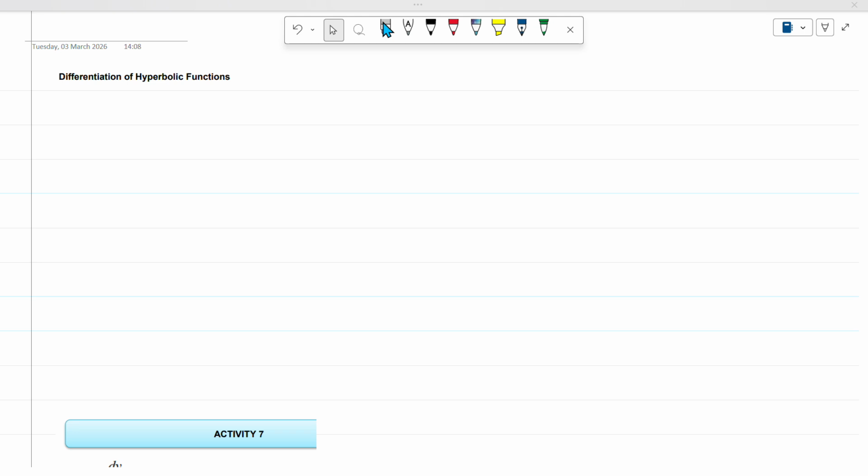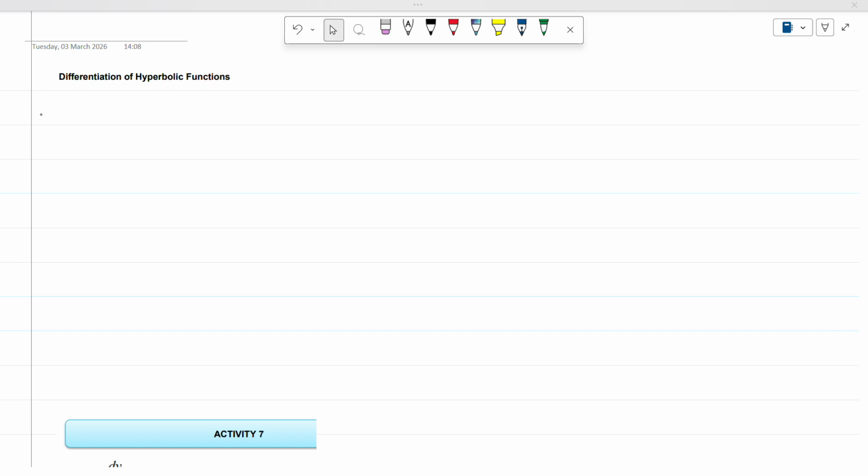Hello guys. So today we'll be discussing differentiation of hyperbolic functions. I won't go deep into them. I'll just revise with you the formulas that we use when we differentiate hyperbolic functions, as well as let you know how to tell them apart from trig functions, because they are a bit similar. So let's start with the formulas.